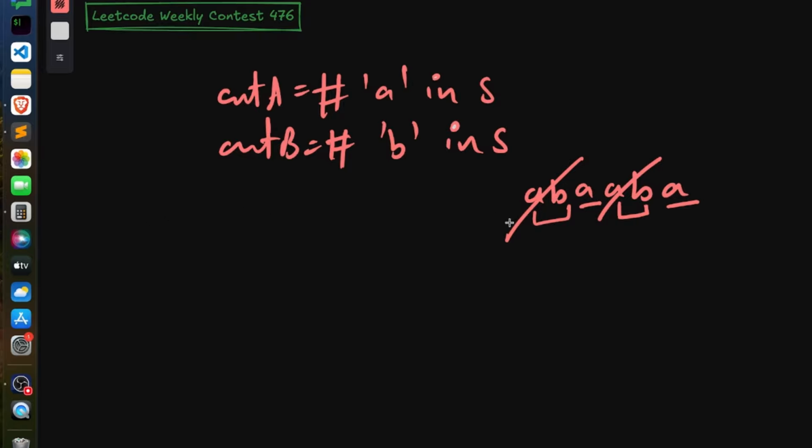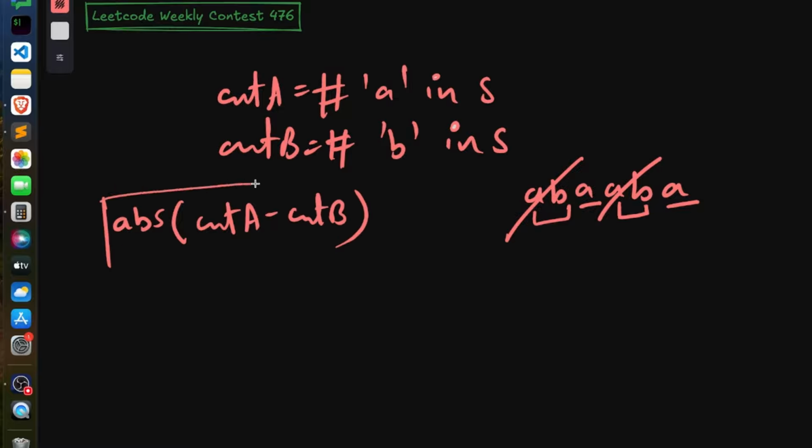So what will be your answer in that case? Your answer would be the absolute value of count a minus count b. This is your answer. I can prove that.